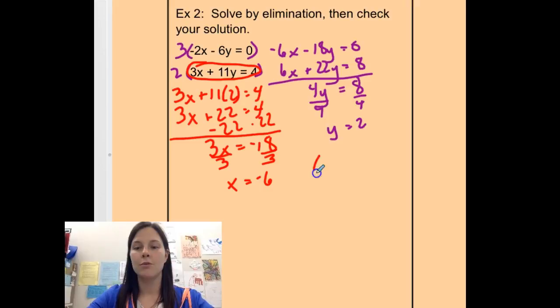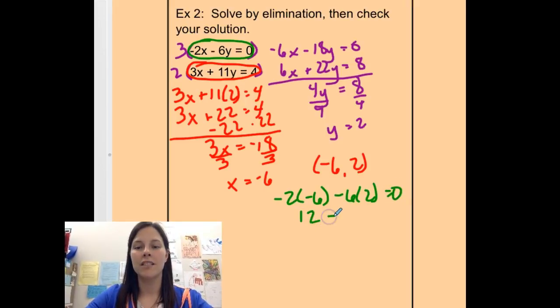So our solution is -6, 2. And of course, using the other equation to check and make sure that we got the correct solution, -2 times -6 minus 6 times 2 should equal 0. -2 times -6 is +12. 6 times 2 is 12. And of course, 12 minus 12 is 0, so we got our solution to check.